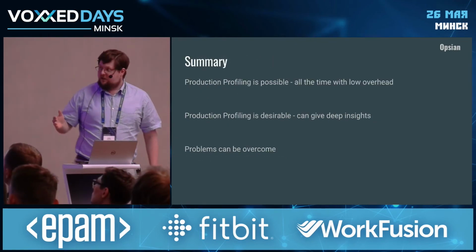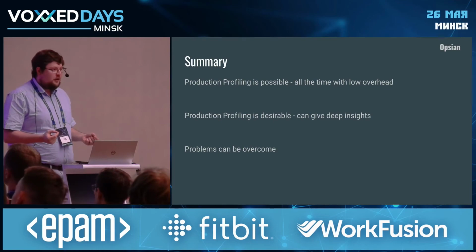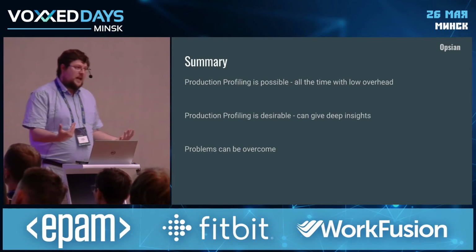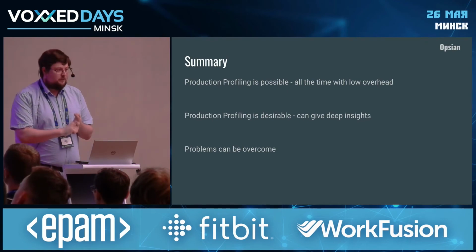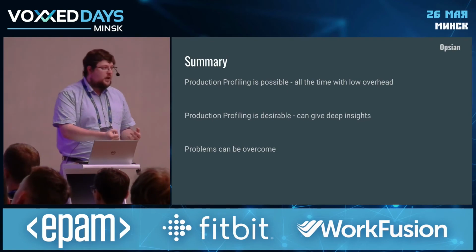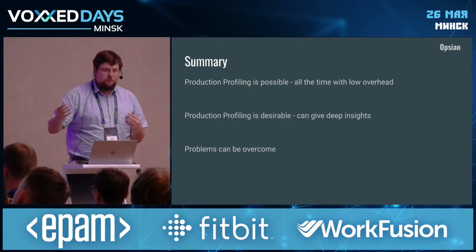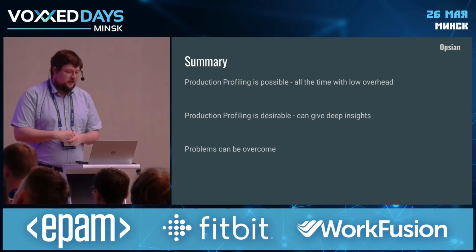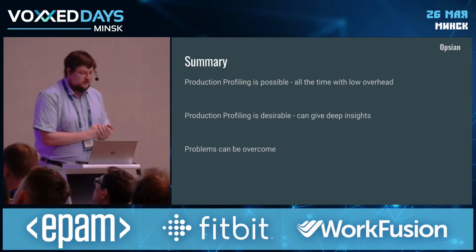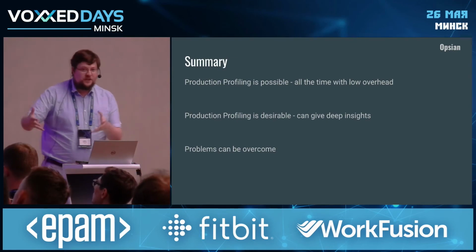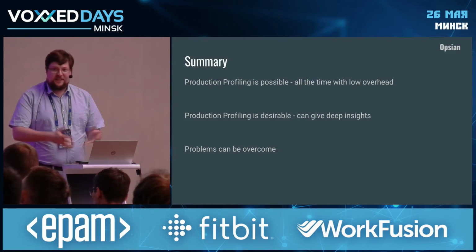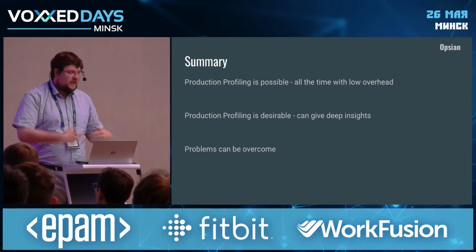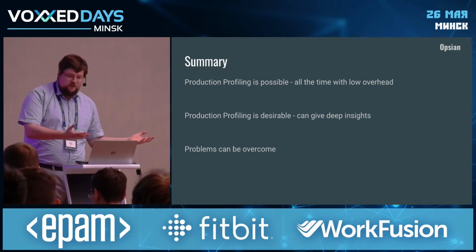So, summary of this section is, production profiling is possible. We've got the technical capabilities. We can use things like AsyncGetCallTrace. We can use things like perf. We can run it with low enough overhead to only slow your production system down by 1%, say, or maybe even less in some cases. Production profiling gives us a really deep insight into what's going on. A lot of technical problems exist because of the old desktop profiler-based model. We can overcome them with better tooling.